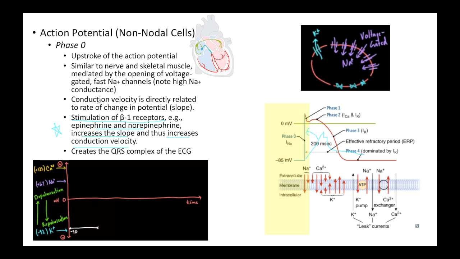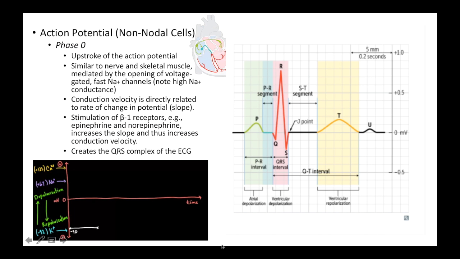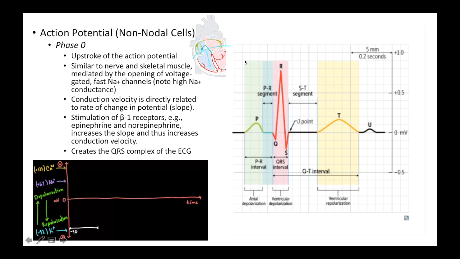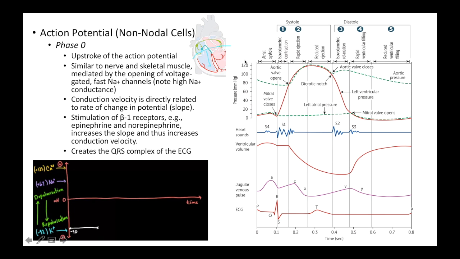And this is also responsible, phase zero, for the QRS complex of an EKG. So toss that up there just for visual. This portion, the QRS complex, is where we're having, again, rapid upstroke and depolarization. And in reference to this picture here, I'm talking about the part of the cardiac cycle that has to do with this blood pumping down through the ventricles.